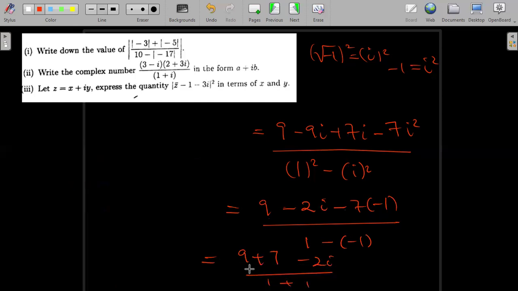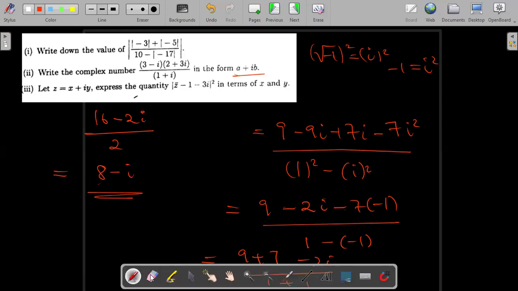7 plus 9 just gives me 16. So I have 16 minus 2i. Then I'm dividing by 2. When I divide this, 2 can divide into 16, that's 8 times. 2 can divide into 2 once, and that gives me i. And this is the form which they asked for, which is just a plus ib, where my a is 8 and my b is negative 1, and I have my i there.